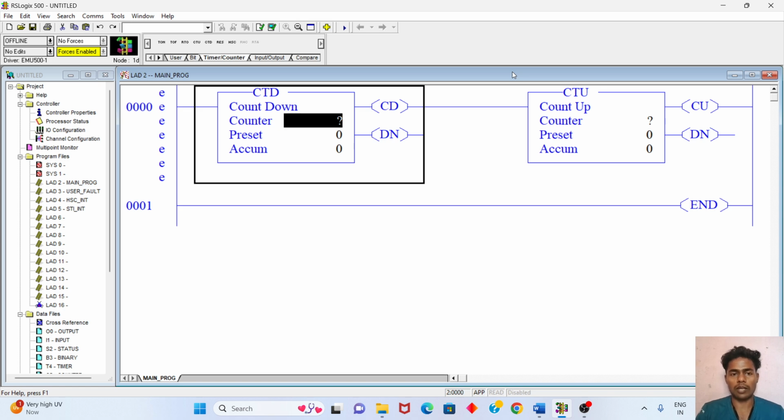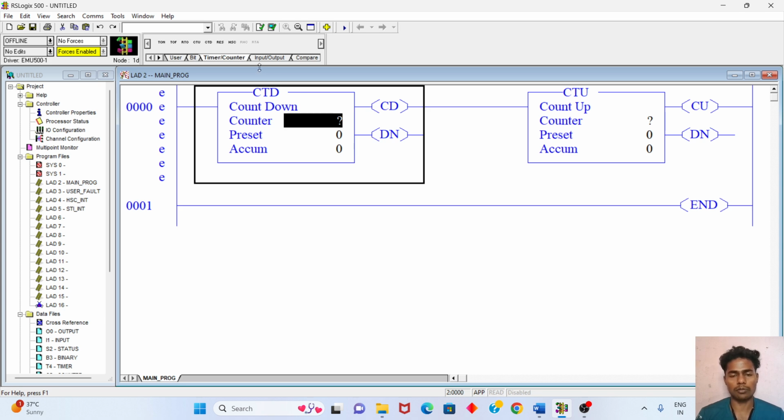So in this video, today I am discussing counter. In the previous videos, there are approximately 7 videos on timer and timer types, accumulator base, and also TOF timer, RTO timer. So in this video, I am discussing counter. How many counters are there, what is a counter, and what is the function of a counter? So engineers, let's start this video.